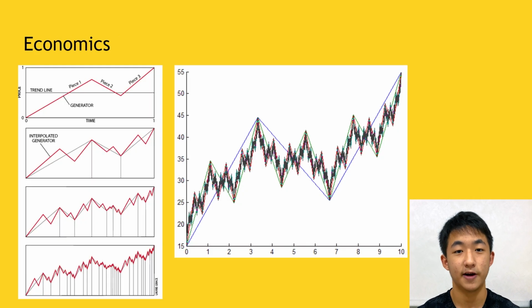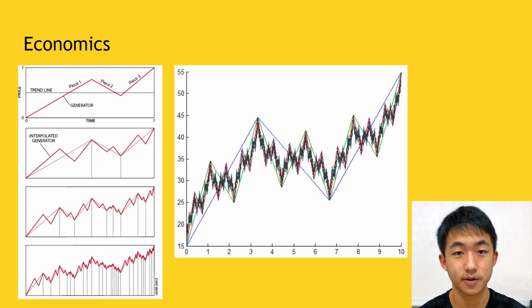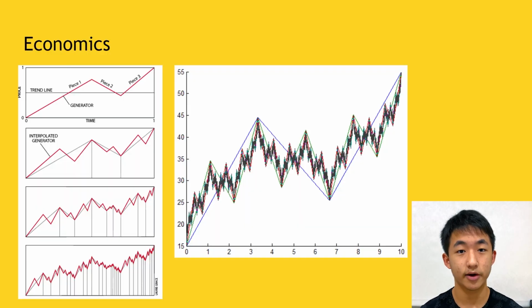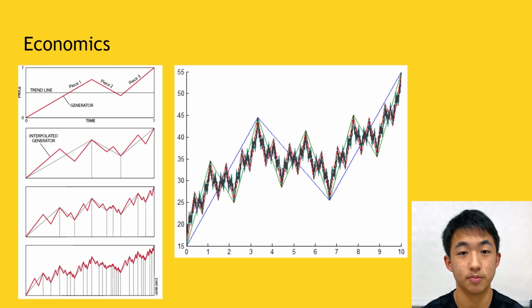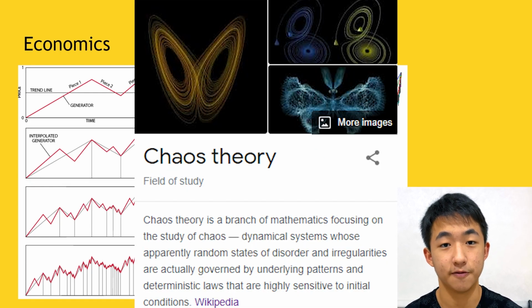Last but not least, fractals can be seen in economics and in the stock market. As seen in these diagrams, stock patterns over larger periods of time can be bigger copies of their smaller self-similar iterations. Hence, fractals and magnified patterns could be used to predict stocks. Although stocks might seem unpredictable, we can find patterns in the chaos with the help of fractals. We're also doing a video on chaos theory, so stay tuned for that in the future.